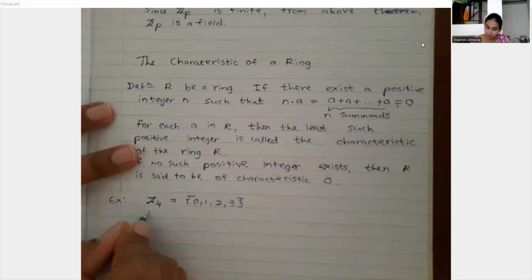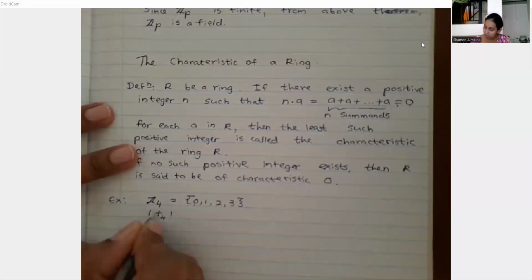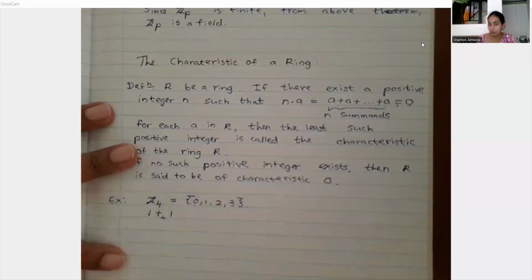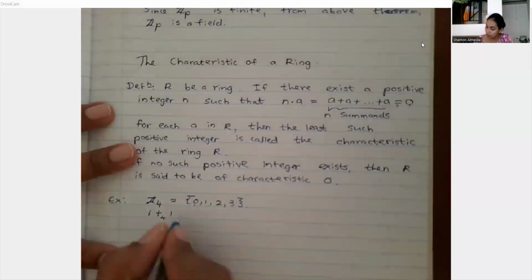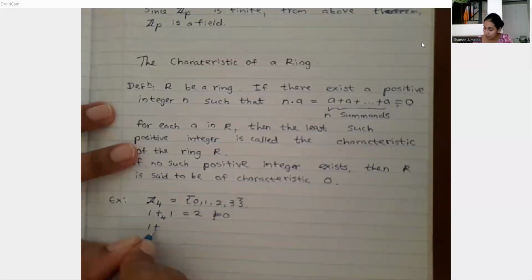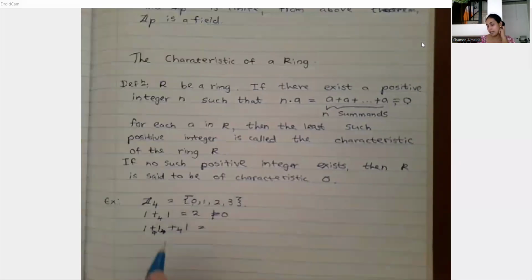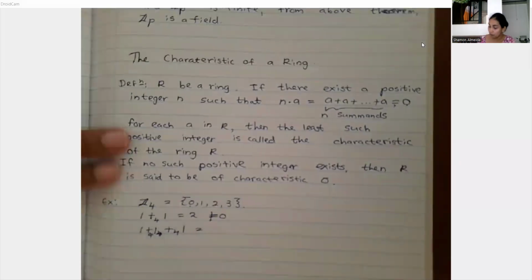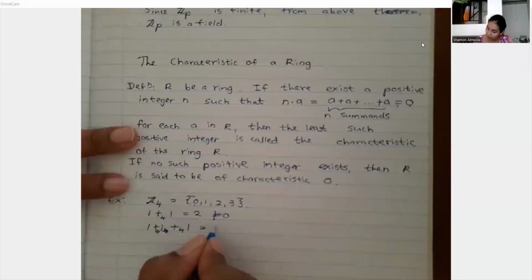Right. Let's start with the element 1. We see that 1 addition modulo 4, 1 plus 1. This plus refers to the addition that's defined on the ring. For this particular ring, it's addition modulo 4. This is given by 2. Right? So this is not equal to 0. So what I'm going to do is, I will add another one to this one. So we are adding 3 of these ones. Addition modulo 4, that is. What you have is 3.